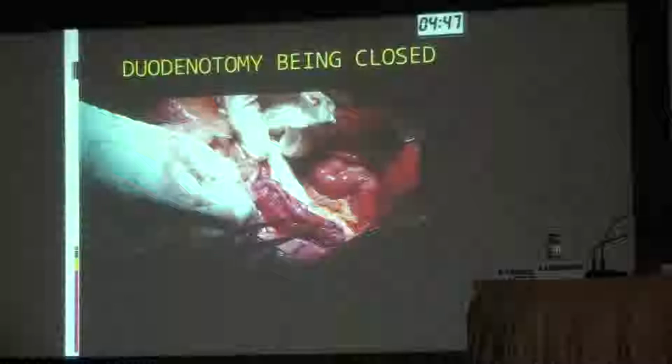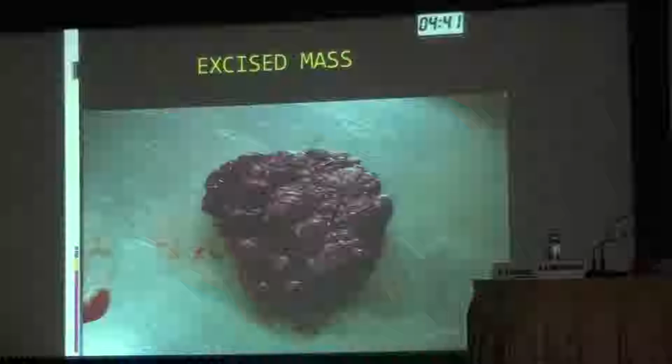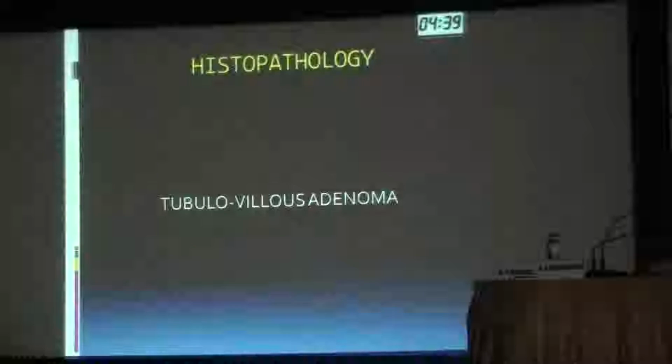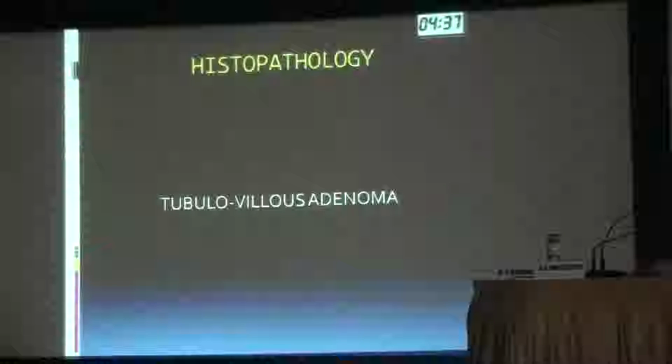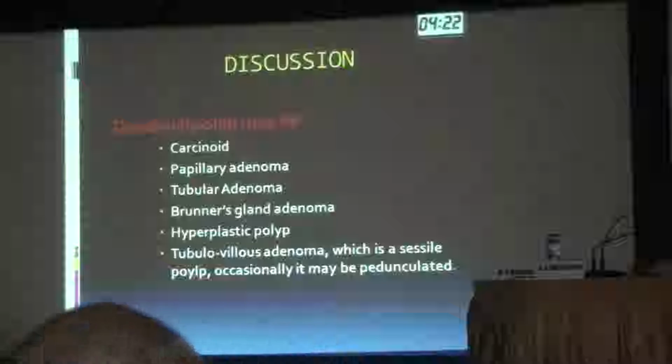So this is a defect after surgery, and that is being closed. This is the excised mass. So on histopathology, it was a tubulovillous adenoma. So duodenal polyp may be a carcinoid, papillary adenoma, tubular adenoma, Brunner's gland adenoma, hyperplastic polyp, or tubulovillous adenoma, which is a sessile polyp, and occasionally it may be pedunculated.